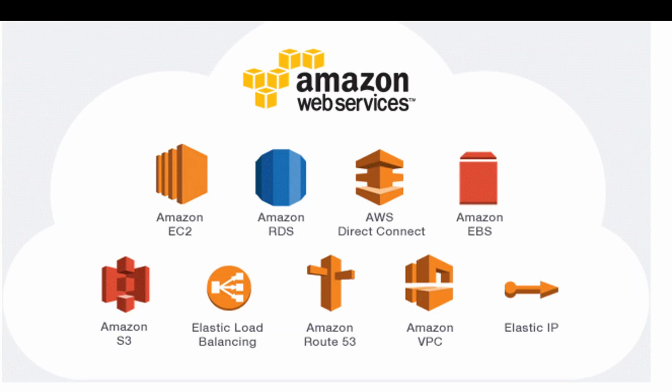So these are some AWS web services, where Amazon EC2 is very widely used because it's an open server where everyone can use and deploy their projects. AWS RDS, AWS Direct Connect, AWS EBS, Amazon S3, Elastic Load Balancing, Amazon Route 53, Amazon VPCs, and Elastic IP. So these are some famous and mostly used Amazon web services.